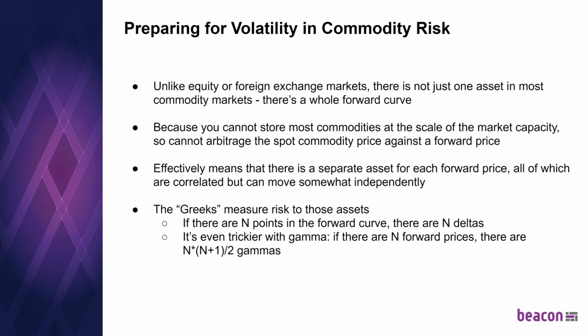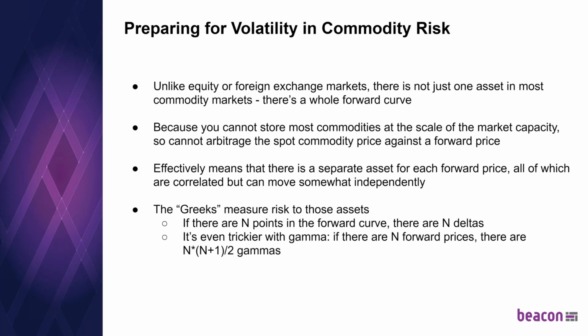It gets even trickier for other Greeks like gamma. Gamma expresses how much your delta changes as the underlying asset price moves. That's important for things like options risk. So if there's n futures prices, there are n regular gammas. Like one of them would be your gamma to the June 23 price, which means how much your June 23 delta changes when the June 23 futures price moves.